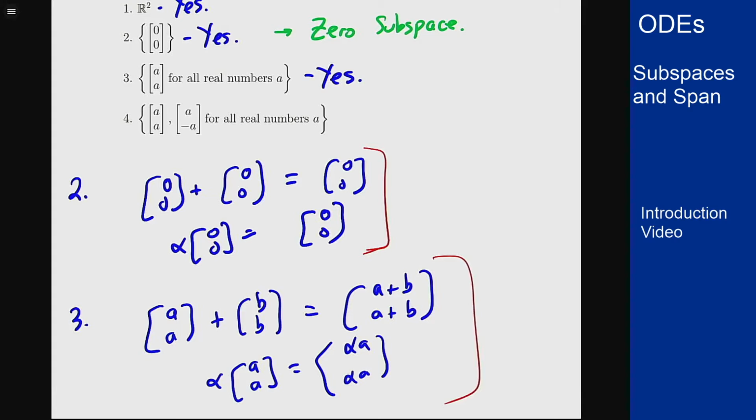Now what about 4? For 4, we already know that this first part gives a subspace. You could check in a similar way that this second part also gives a subspace on its own. But putting them together, it turns out I don't get a subspace. And why is that? Well, let's try to add one vector from each category together and see what we get.